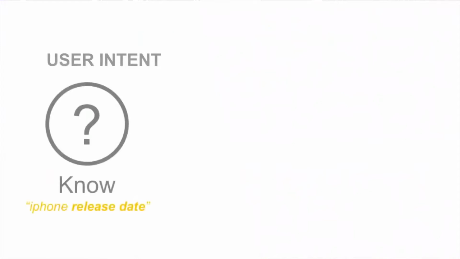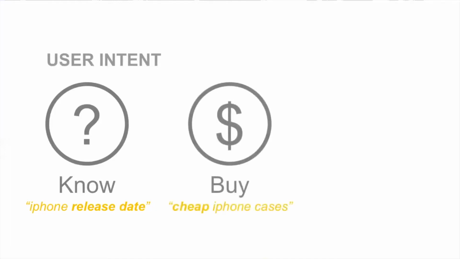Let's take a look at some user intents. When someone searches iPhone release date, they're obviously searching for information about the iPhone release date. We call this a more informational query, or no intent. Those people are more at the beginning of the buyer's journey, and we categorize these kinds of searches as no intent or informational intent. Another intent is the buy intent, or transactional intent. An example would be the search for cheap iPhone cases. This is searched by users who actually want to buy iPhone cases, and those users are obviously more advanced in the buyer's journey.